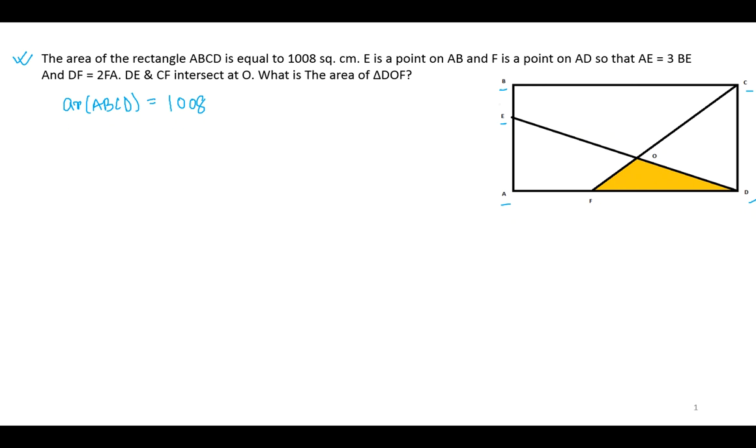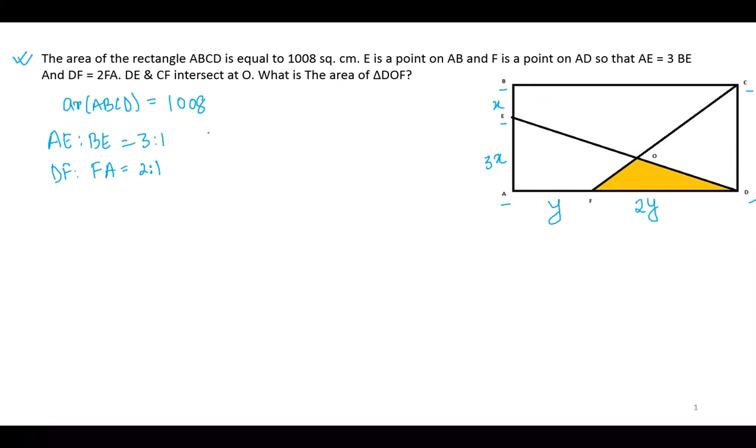So I know that the ratio AE is to BE is equal to 3 is to 1. It means that if I assume BE is X, my AE is nothing but 3X. Similarly, I have DF is equal to 2FA. This means that the ratio DF is to FA is equal to 2 is to 1, and therefore let's take AF as Y, and therefore DF will become 2Y.